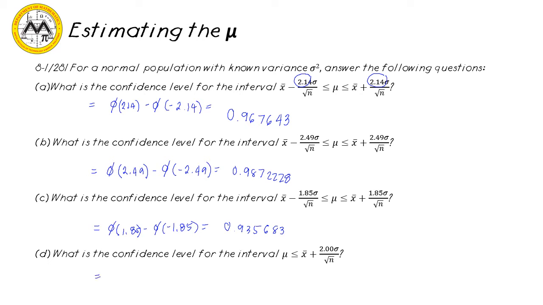While for this one, this is less than or equal to. So this is to the right. So 1 minus phi of, so this is less than. So the confidence level would be 1 minus, because it is on the right side, phi of 2. Sorry, it should be only phi of 2. 0.97725.